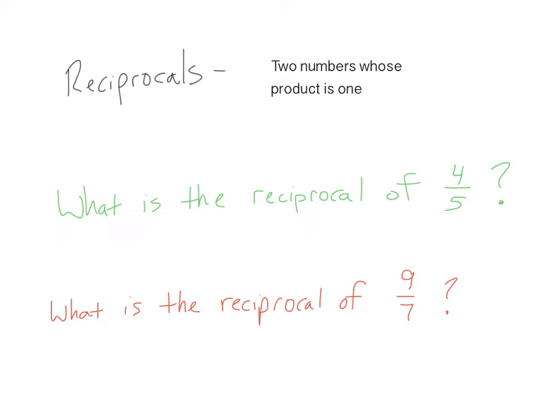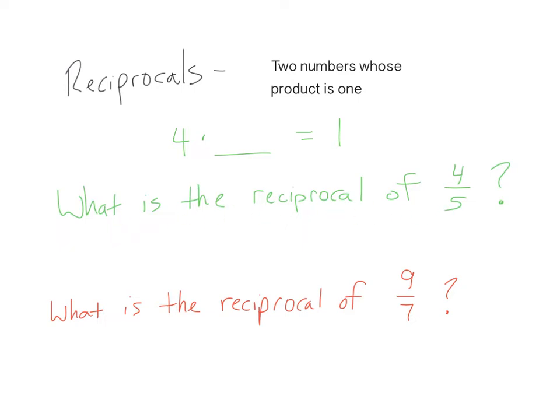Well, reciprocals are two numbers whose product is 1. Okay, so something times this other thing equals 1, right? So what would the reciprocal of 4 be? 4 times what is equal to 1? Well, 4 times 1 is 4. 4 times 2 is 8. So whatever this is going to have to be less than 1, right? So let's think about this. Let's do these right here.